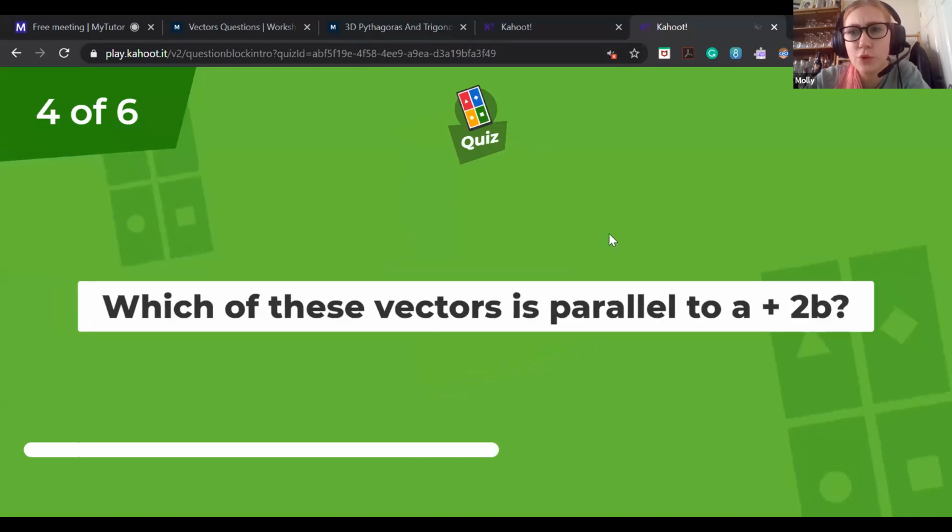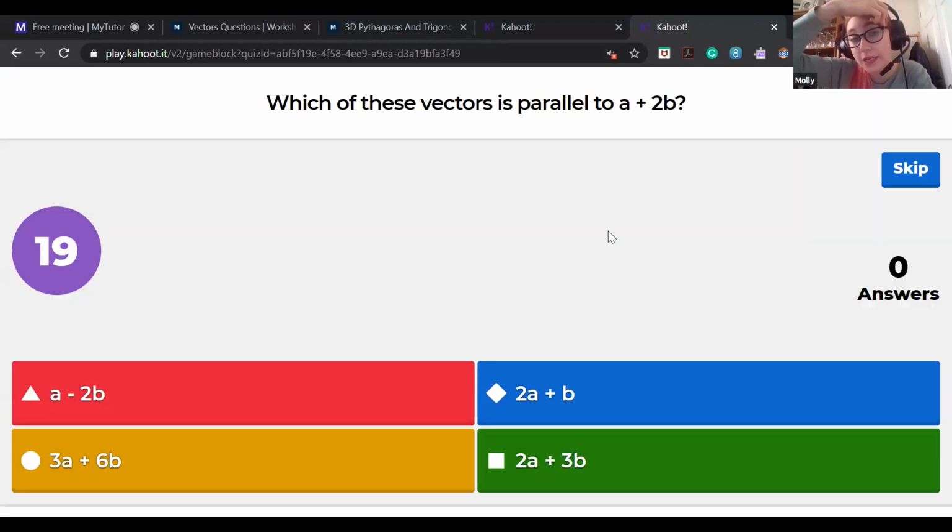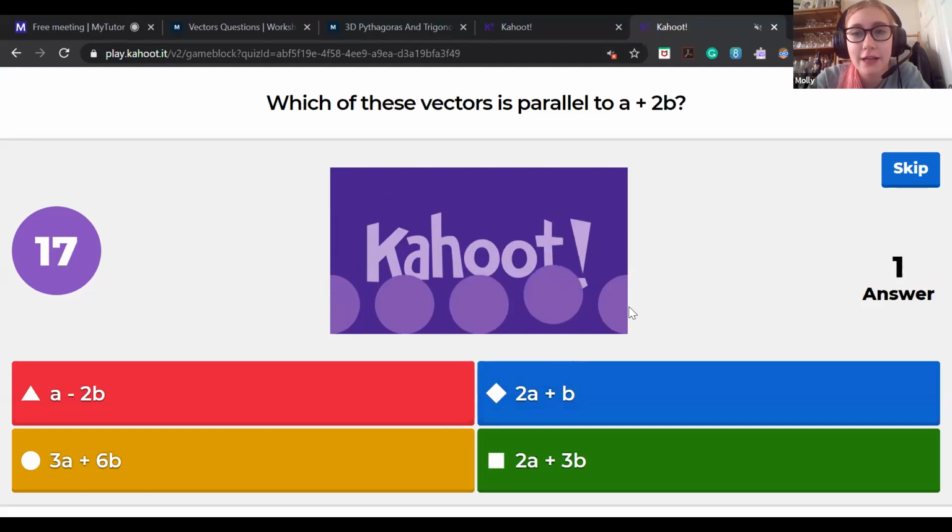Okay, so this is more of like a proof kind of one. So which of these vectors is parallel to A plus 2B? So you might not know how to spot parallel vectors. That's totally fine. You will do by the end of this lesson.